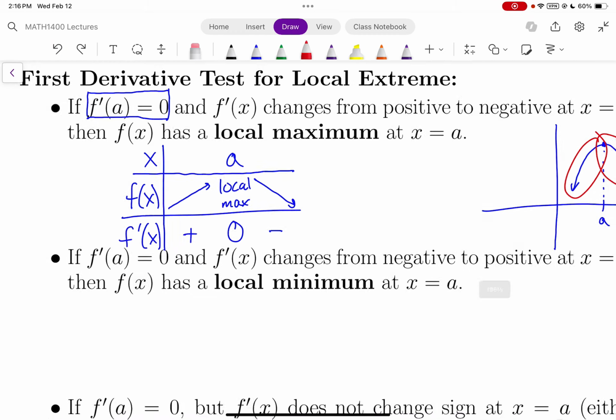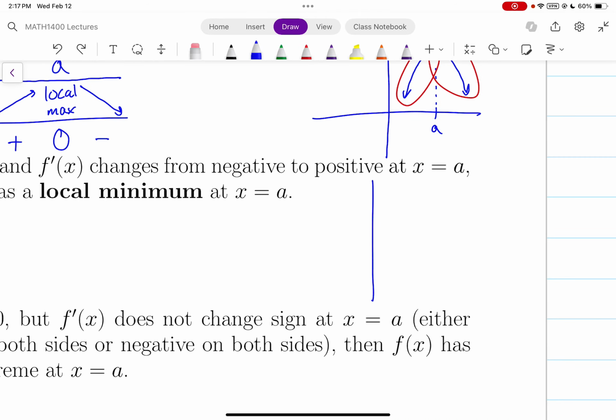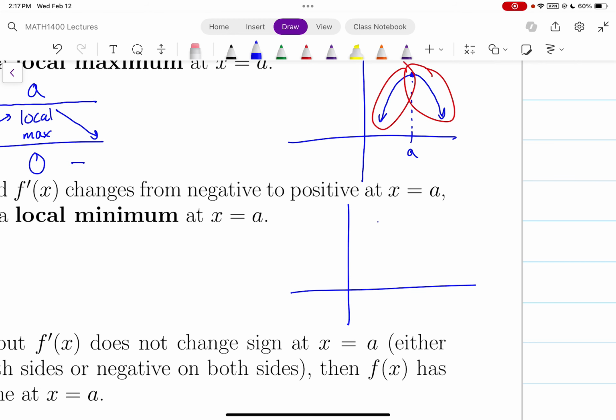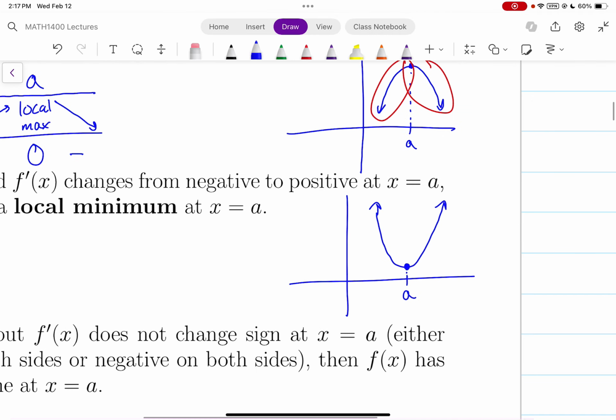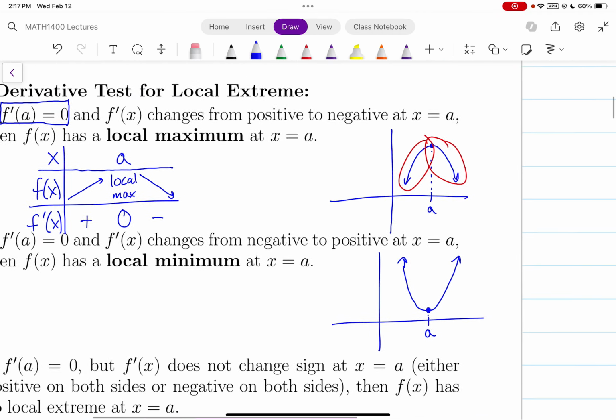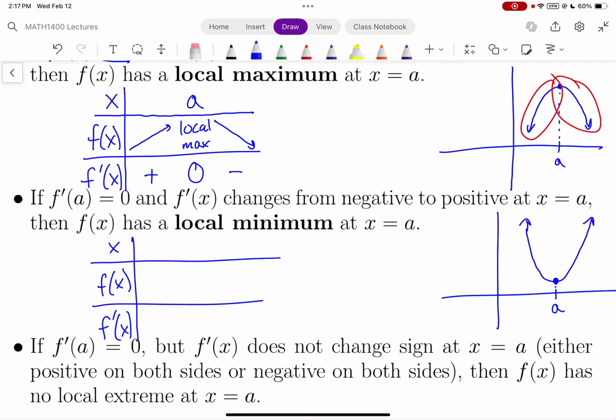Okay, and the reason that I say that is because for a local minimum, what's going on? That's more something like this. So here's our point at x equals a. And yeah, that's what a local minimum looks like, kind of just the opposite of a local maximum. And so I'm going to draw that same table here. So here's my x value, f of x, and f prime of x.